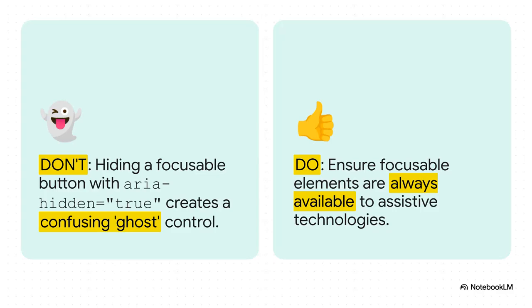Rule 4 is a big one. Don't hide things that are focusable. Using a property like aria-hidden equals true on something you can tab to, like a button, creates what we call a ghost control. A keyboard user can land on it, but their screen reader will tell them nothing is there. It's just a black hole in the page, a totally broken and confusing experience.